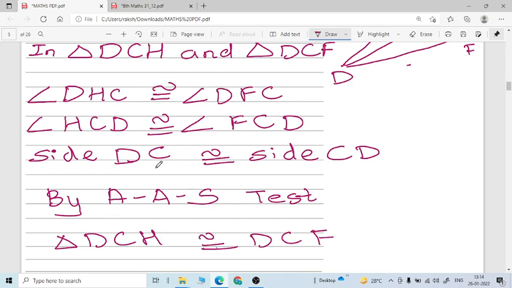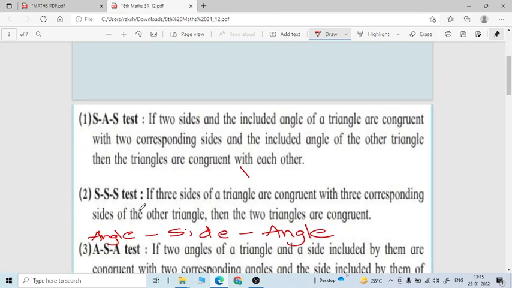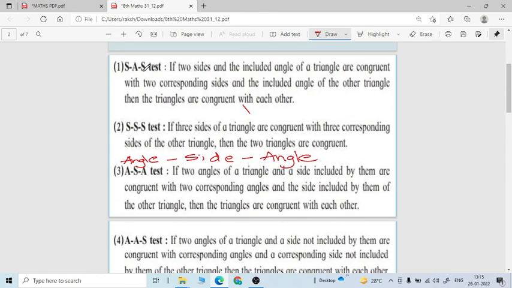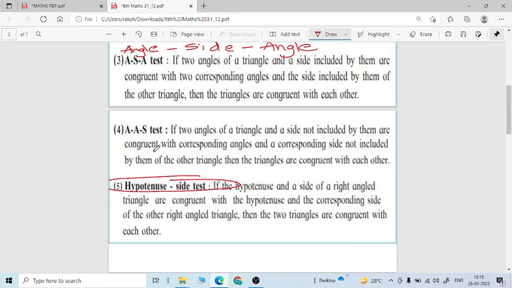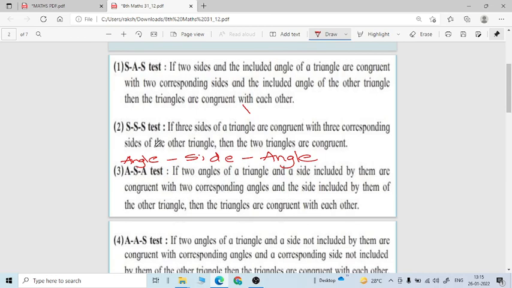Okay, understood, students? First, students, revise these formulas. There are total five formulas. That is SAS test, SSS test, ASA test, AAS test, and hypotenuse side test. In these we are playing with the angles and sides. In congruence of triangles we are playing with the angles and sides.